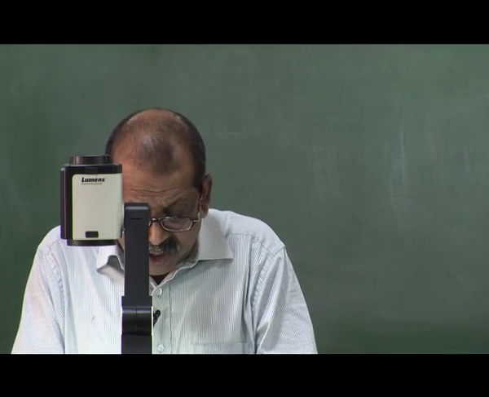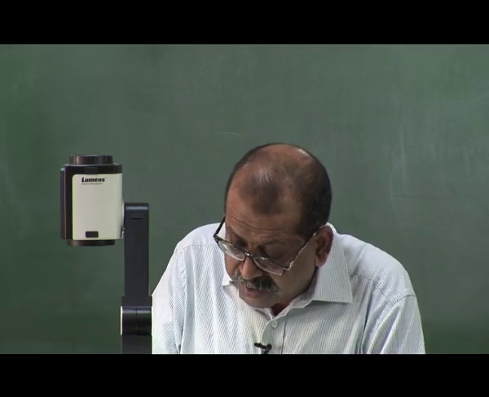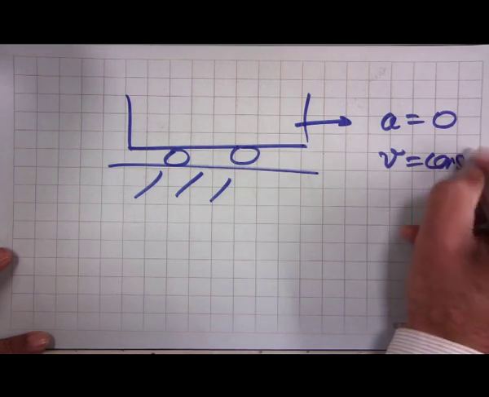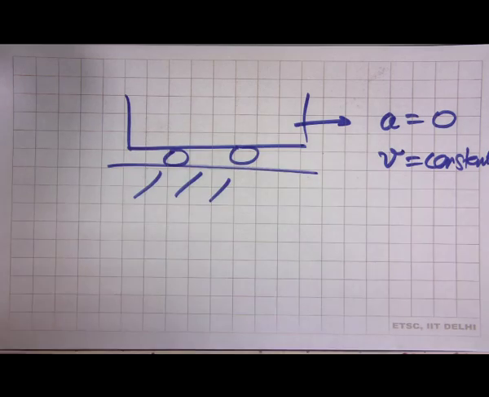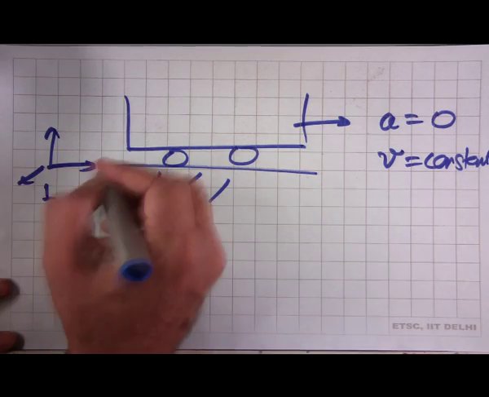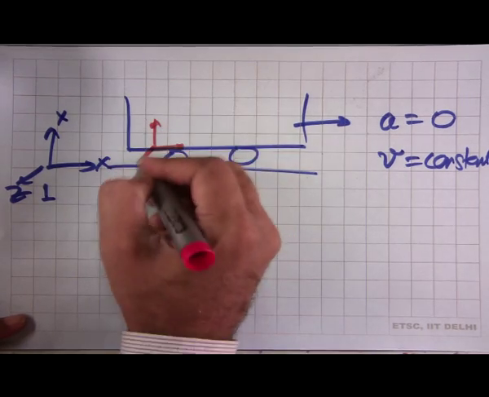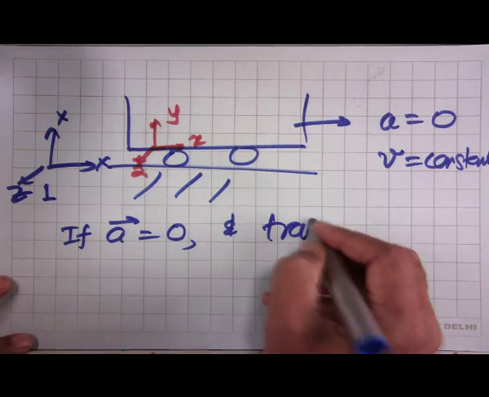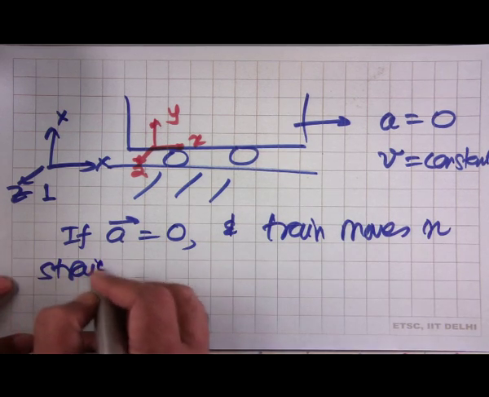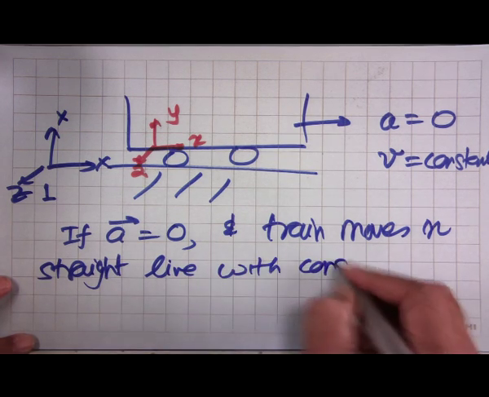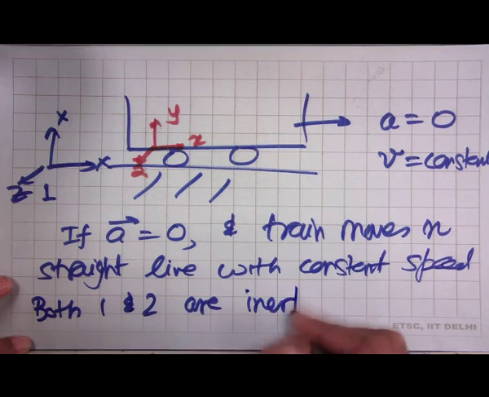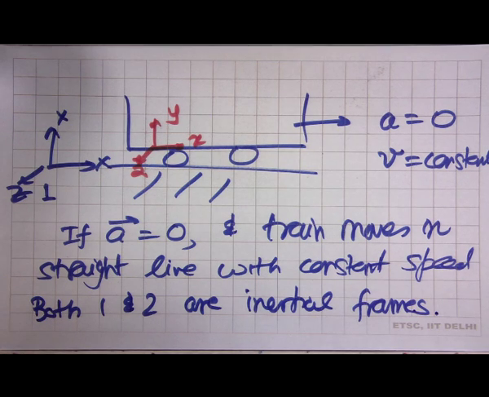And just to clarify these things, if we go further, let us say the train has moved for some time and the train is still moving, but now acceleration is 0 and velocity is constant, let us say the track is straight. So now when we look at it, we have frame 1 which I have shown as capital XYZ, frame 2 which is small xyz. So now if acceleration is 0 and the train moves in a straight line with constant speed, then both 1 and 2 are inertial frames.